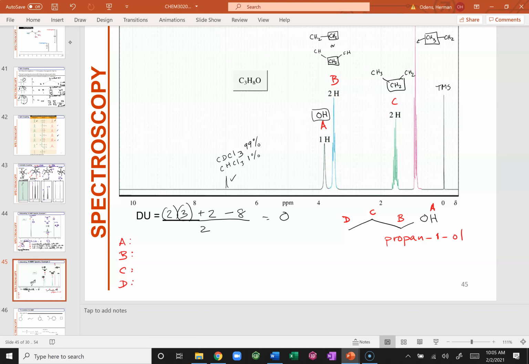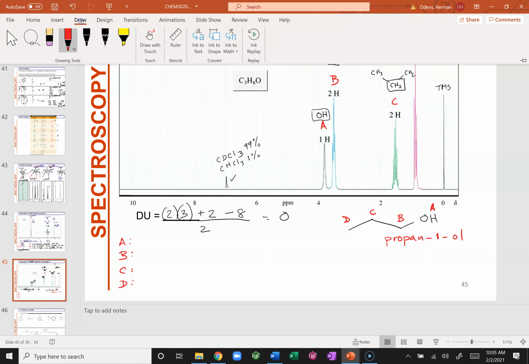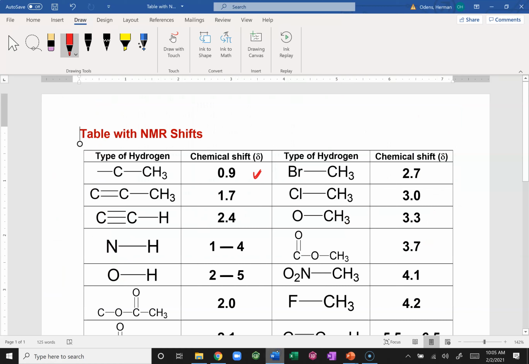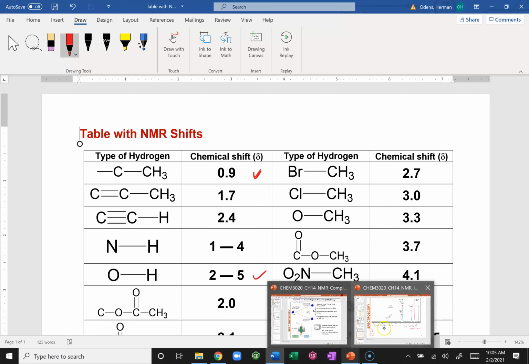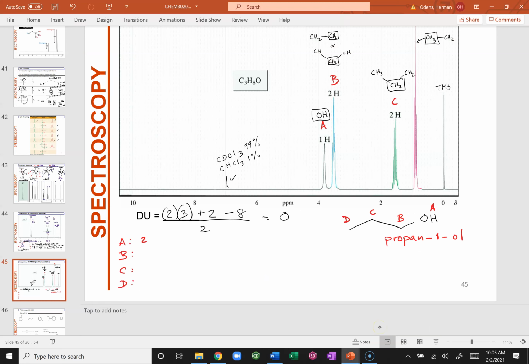All right, let's do A, B, C, and D splittings and analysis. All right. So A is an OH. OH, they range anywhere between 2 and 5 ppm. It's a broad singlet that integrates for 1 hydrogen.